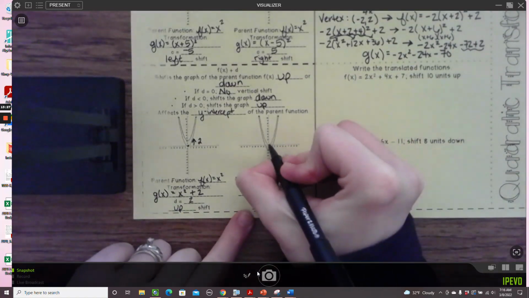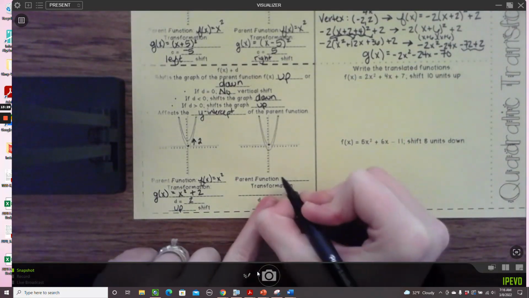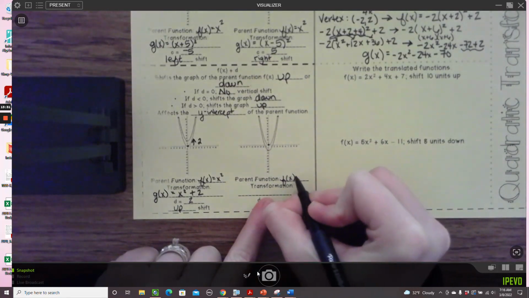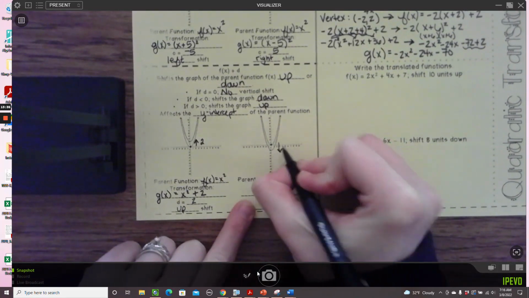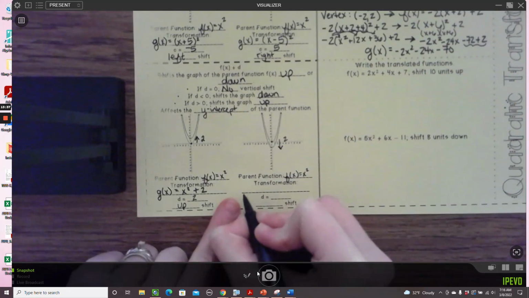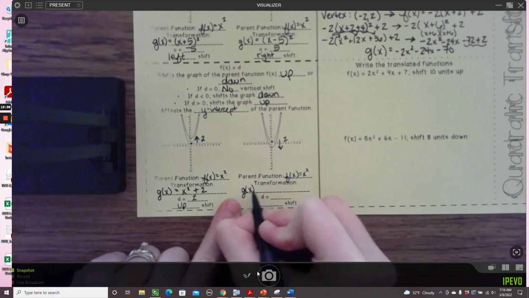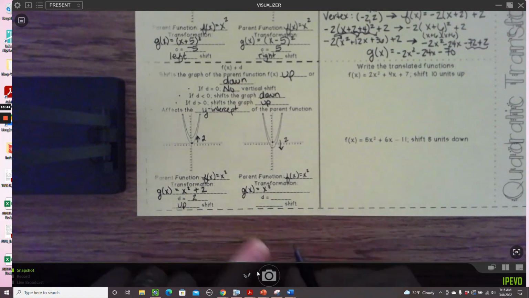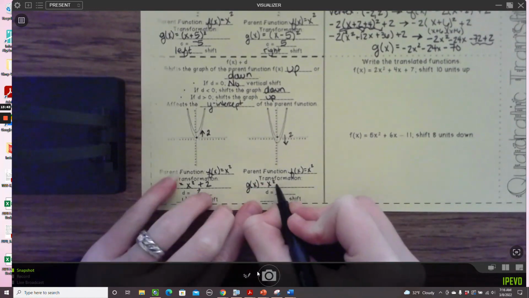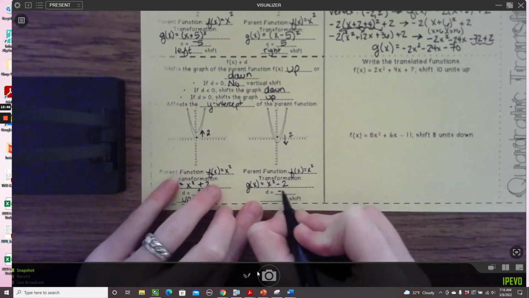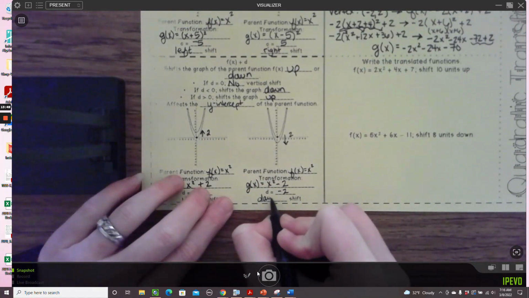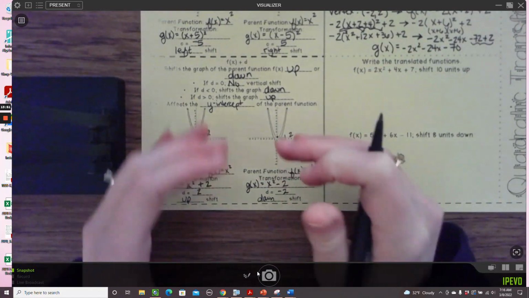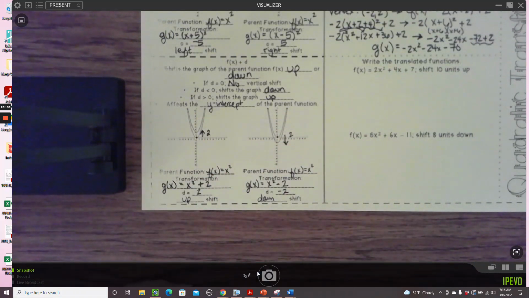On this one, here's my parent function, dead center. f of x equals x squared. So this time I went down 2 units. So my transformation is going to be g of x equals x squared. If I go down, I'm subtracting 2. So my d value is -2. And so that is a downshift. So a lot more simple, a lot more basic to go up and down.